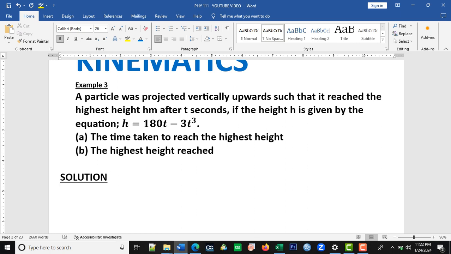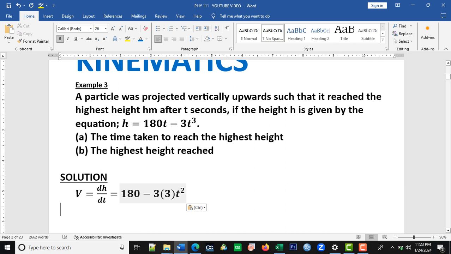derivative of the function h equals 180t minus 3t cubed, which will give us the expression v equals dh over dt, which is still the same thing as velocity, equals 180 minus 3 times 3t squared. I believe you understand how we got this expression. If you don't, please go back and watch our first example on kinematics 1 and also the second. We have done this explanation already. Okay, so can I continue?